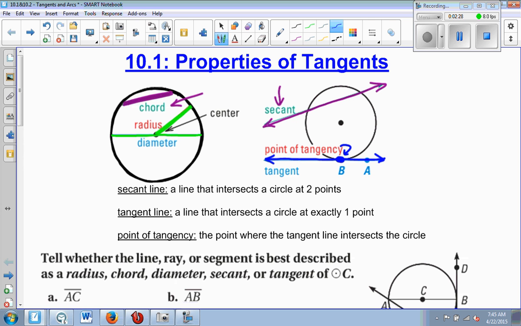A chord is a line segment with endpoints on the circle. Radius goes from center to the edge. Diameter goes edge to edge, but goes through the center. So several different vocabulary terms that your book is going to throw out, so you just need to be familiar with what they mean and what they would look like visually.